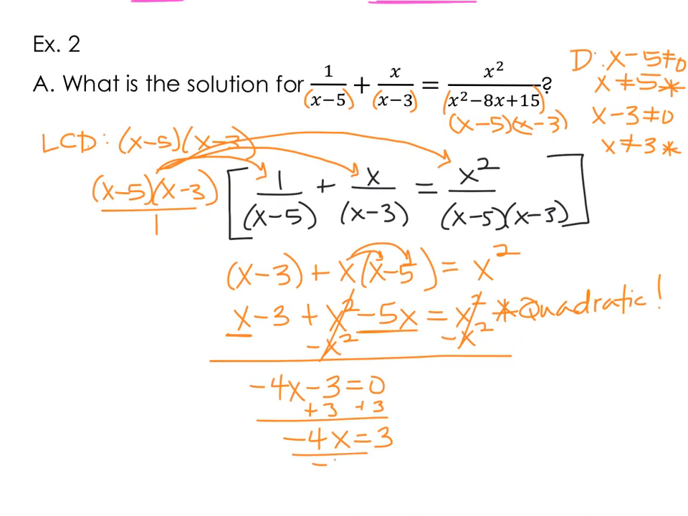And then we'll divide by negative 4. We get a solution for x. X equals negative 3/4. Double checking our restrictions, I think it's valid. That's our final solution.